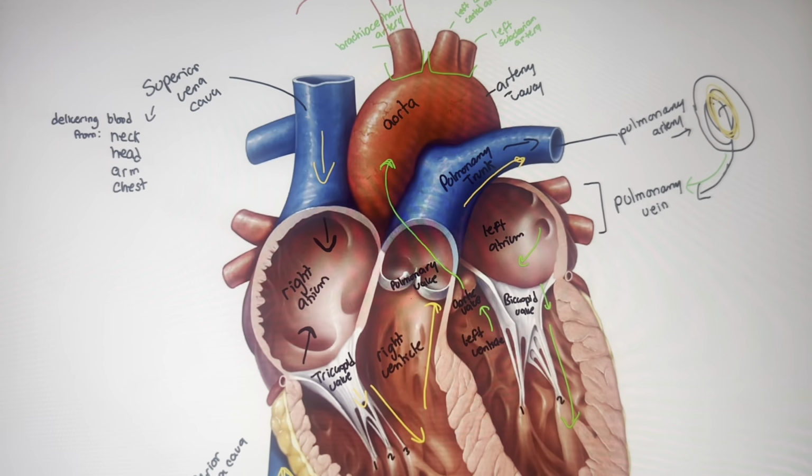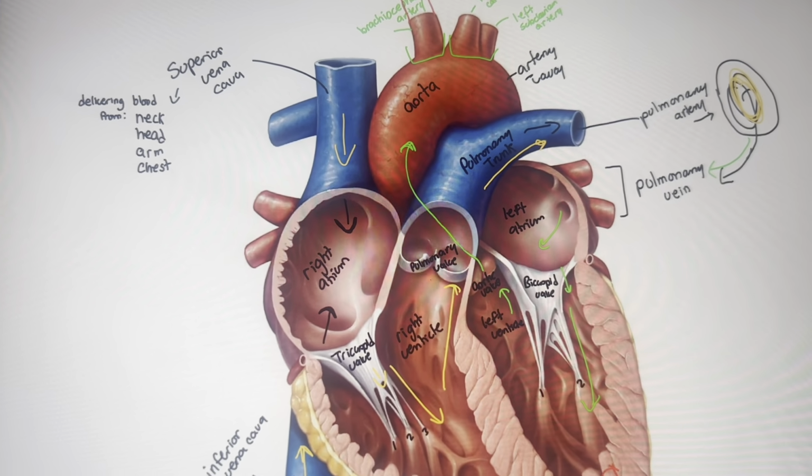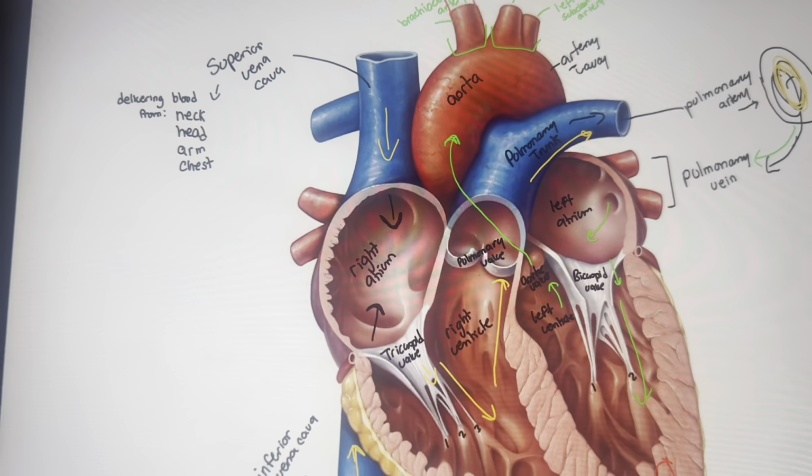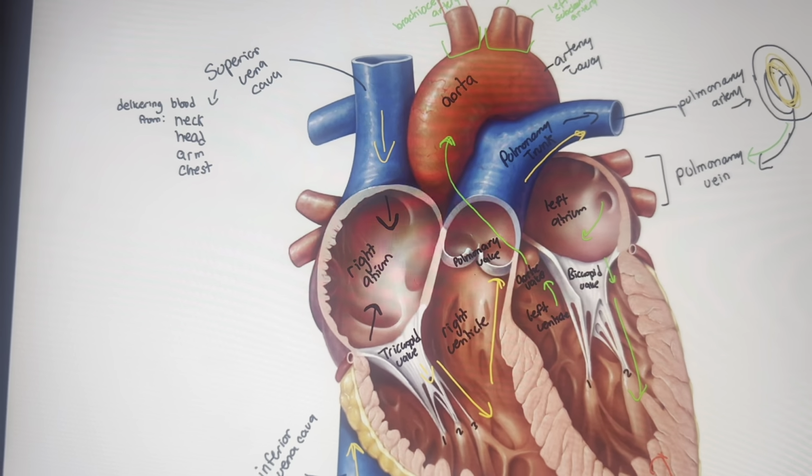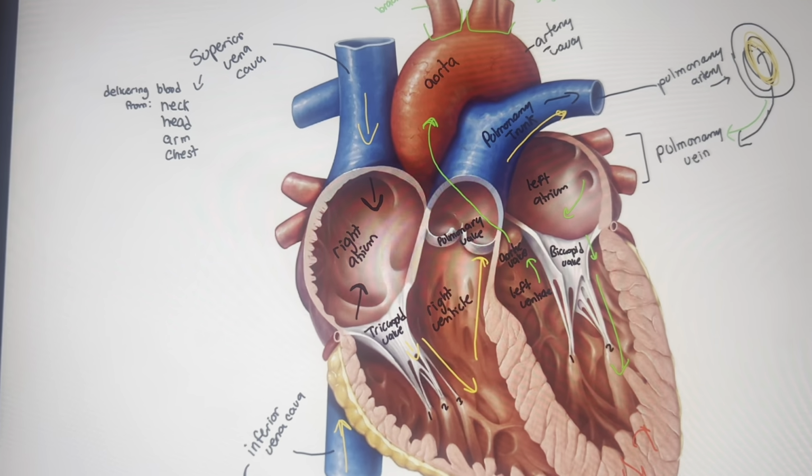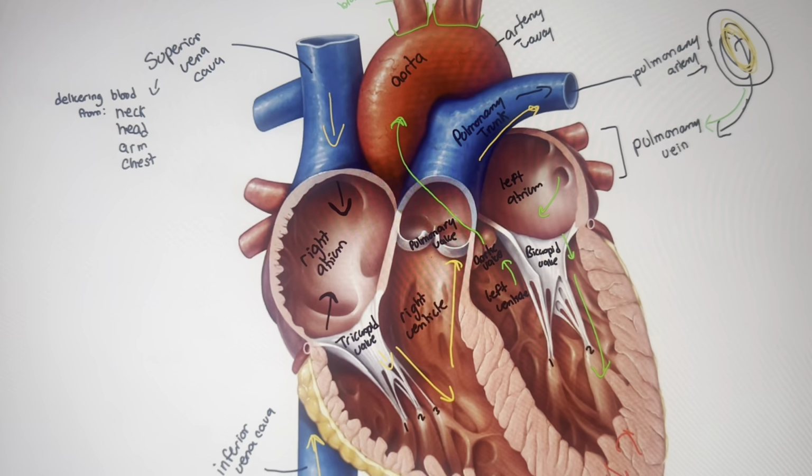So what's the function of the heart? It basically sends oxygenated blood towards various parts of the body along with nutrients, and then it carries away unwanted carbon dioxide and waste products from those organs.